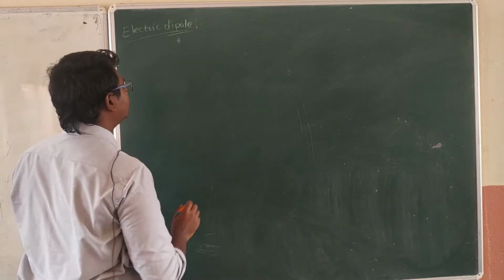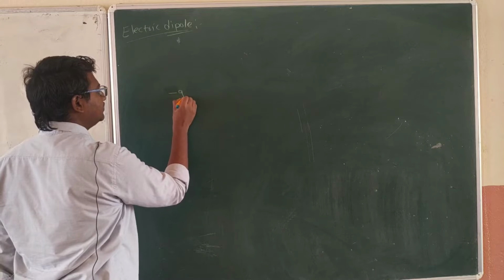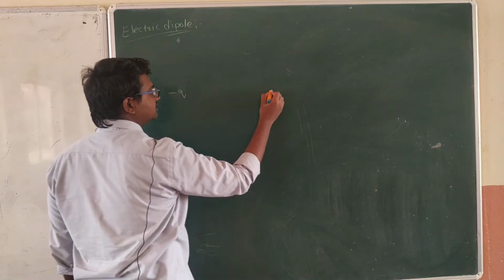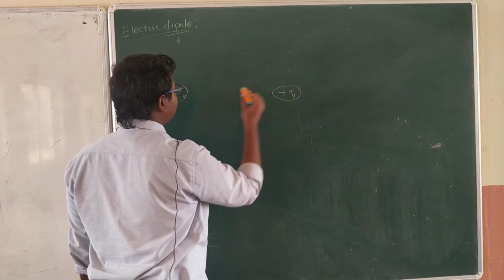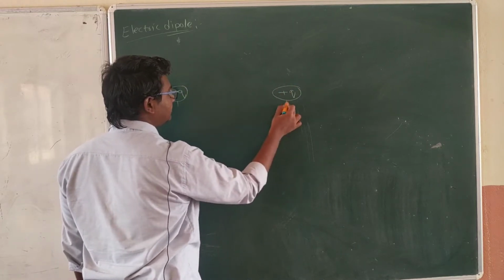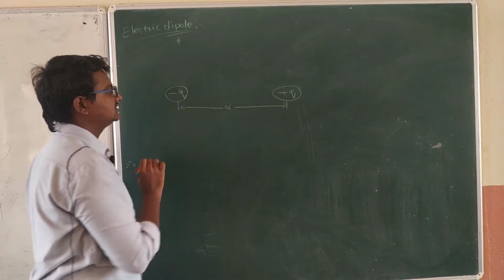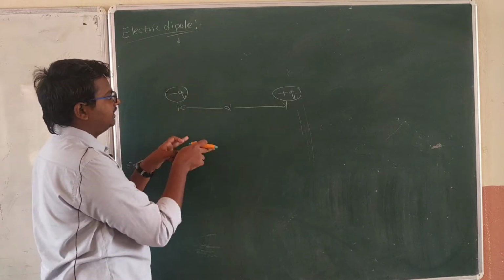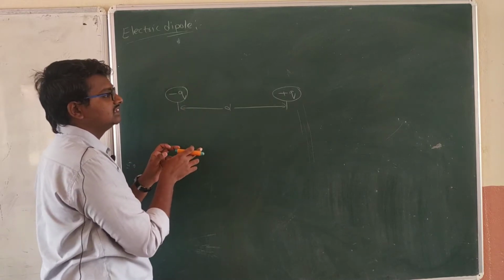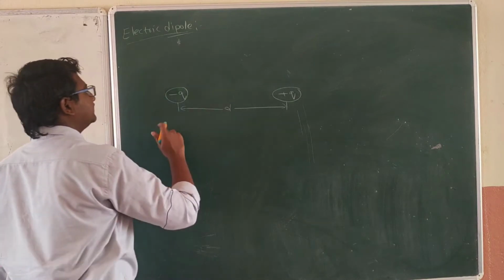Electric dipole simply consists of one negative charge and also one positive charge which are separated by a small distance d. This pair or this system of charges is nothing but called an electric dipole, right?